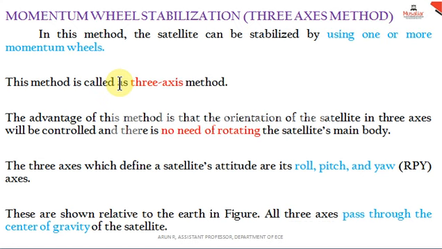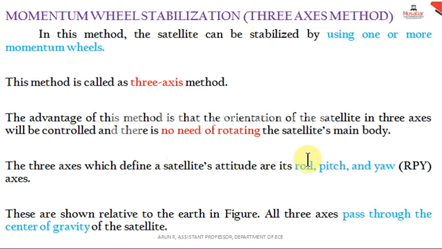The main advantage of this method is that the orientation of the satellite in the three axes will be controlled, and there is no need of rotating the satellite's main body, like in spin stabilization. That is the main advantage of this three-axis method.